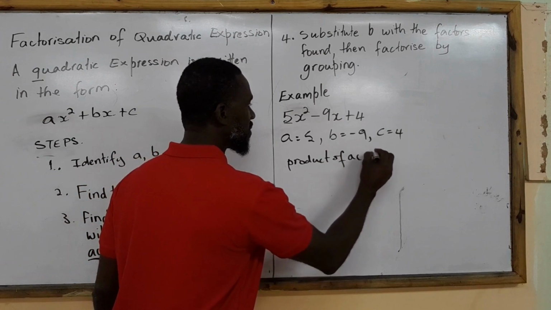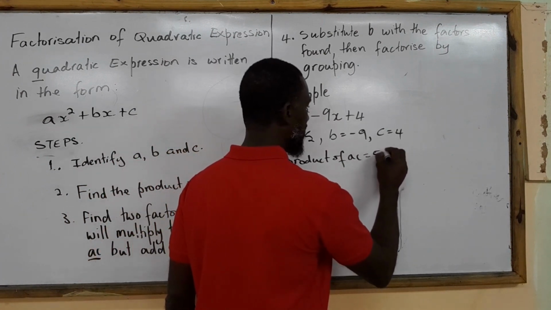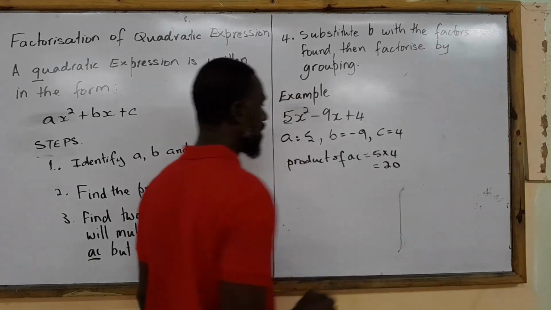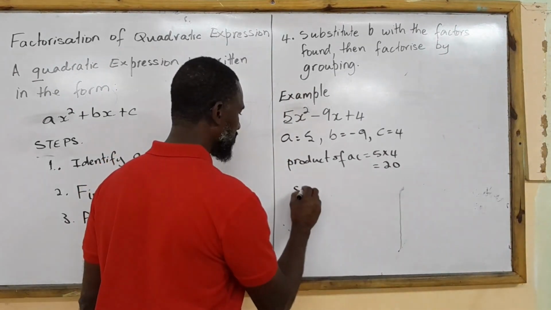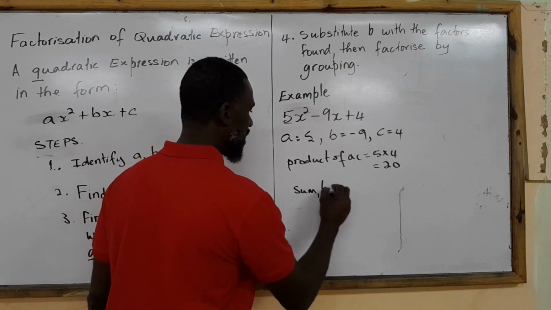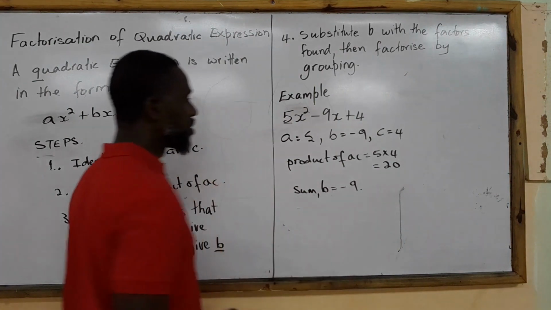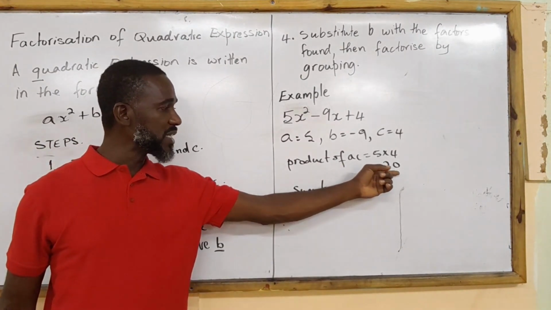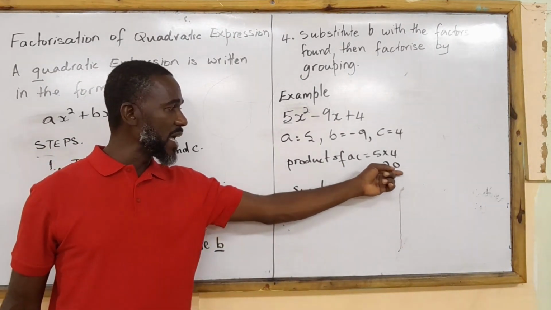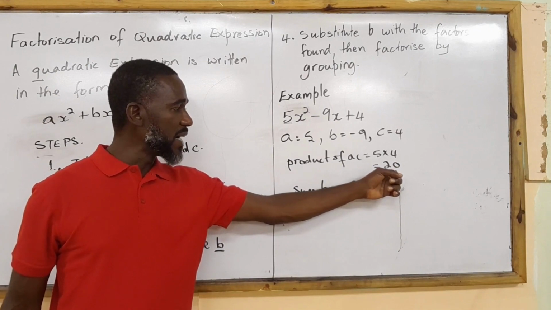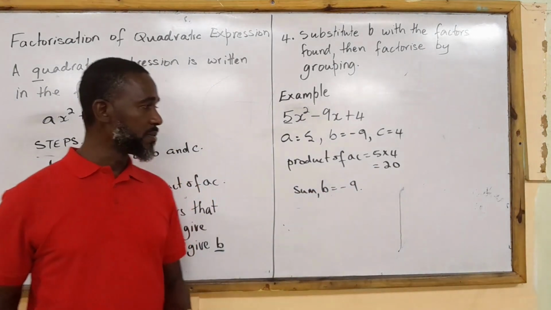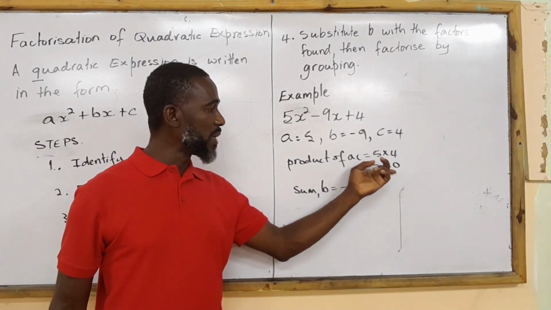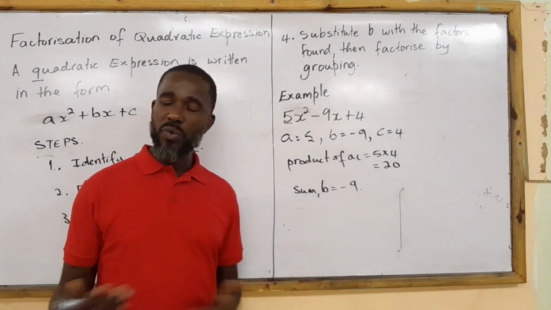The product of ac is equal to 5 times 4. 5 times 4 will give you 20. And then the sum b is equal to negative 9. So we want to find two factors now that will multiply to give positive 20, and at the same time add to give negative 9. So here we have positive 20 and a negative 9. How do we go about doing that?